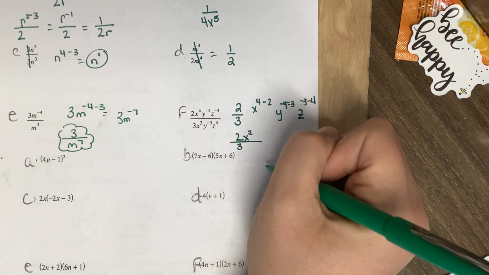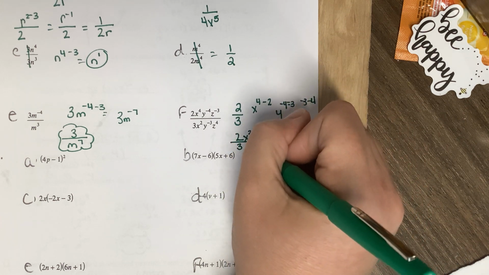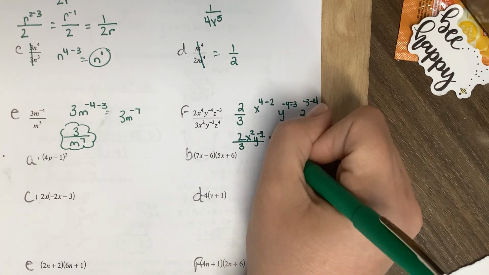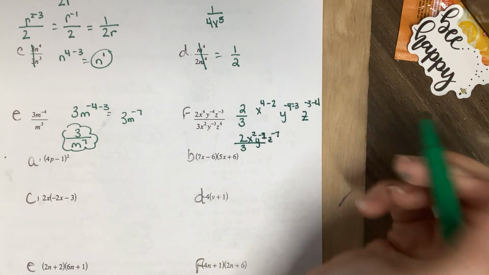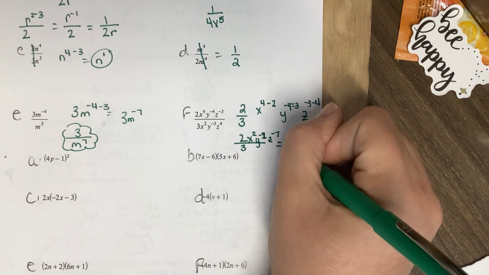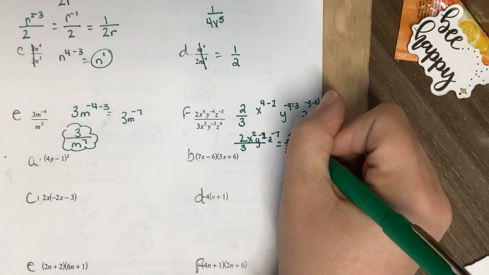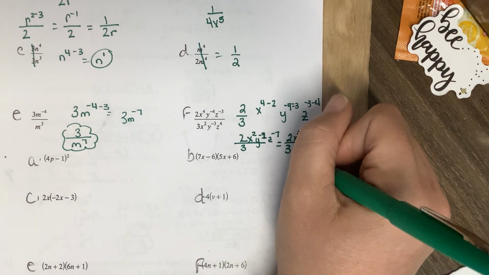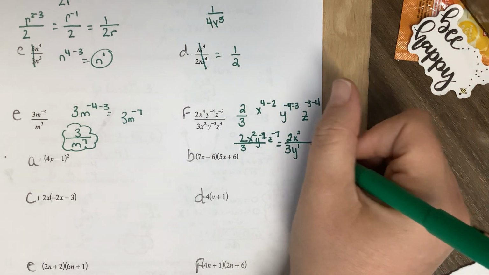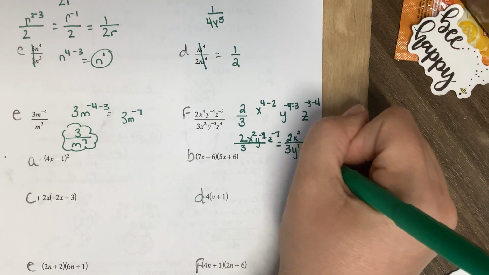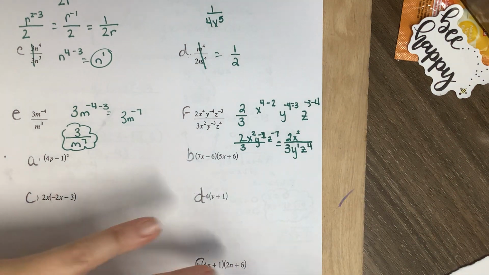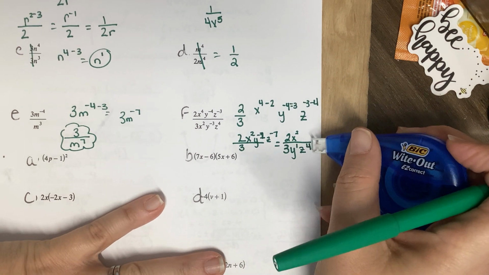X squared stays on top. Y to the negative 1. Look at that. And z to the negative 7. Now, I don't want negative exponents. Again, we're going to leave that 2/3 where it is. It doesn't change. My x squared does not change. My y gets brought to the bottom. Your exponent becomes 1. And my z also goes to the bottom. Exponent becomes, oh goodness gracious, that was supposed to be 7, not 4.